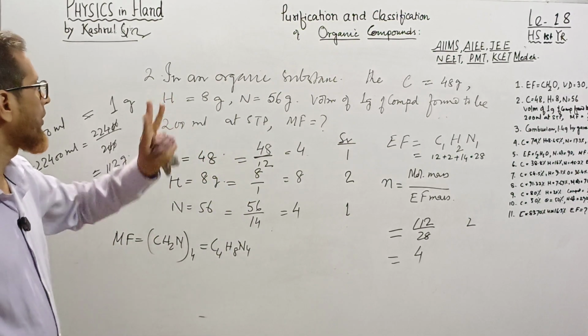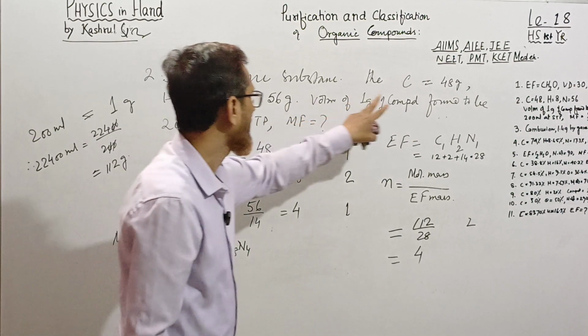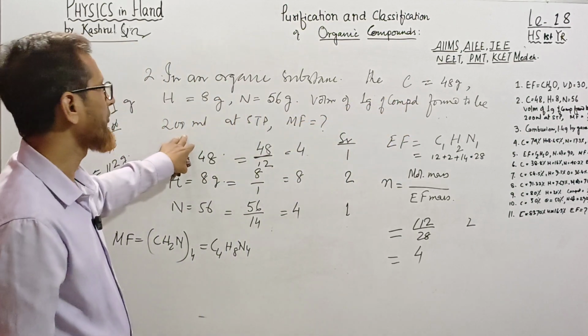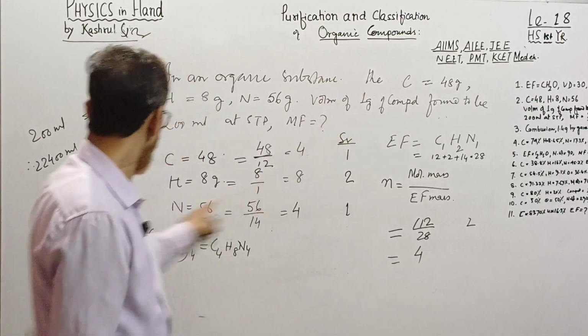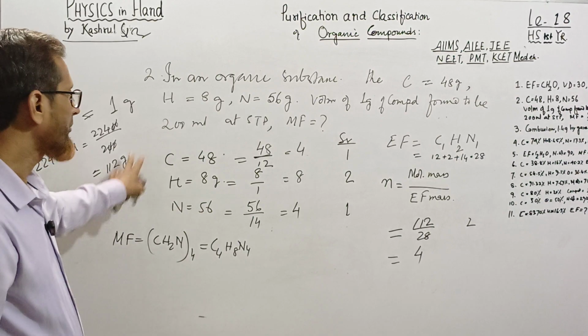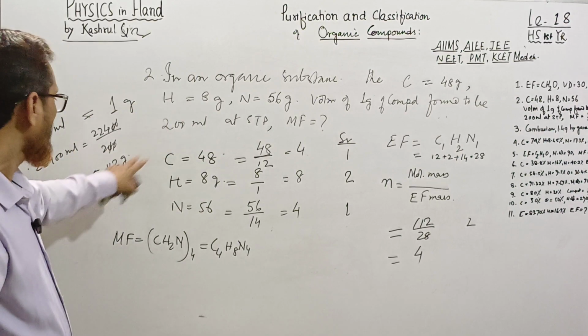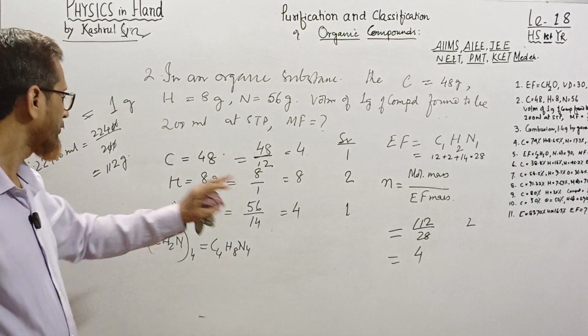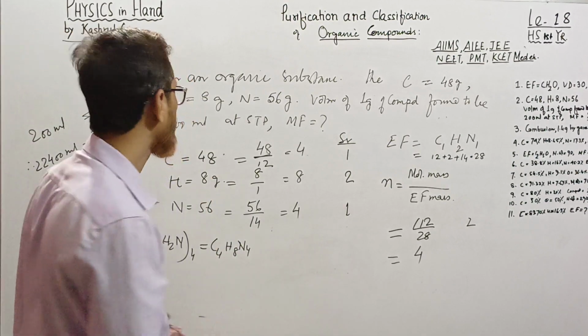It is very simple. Only the twist is that the volume of 1 gram of compound is found to be 200 ml at STP, meaning 200 ml of that compound contains 1 gram. So we need to find out how many grams 22400 ml contains. 112 gram. This is the molecular mass of this unknown compound, and this compound is now calculated as C4H8N4.